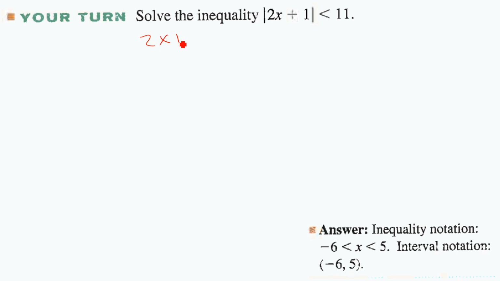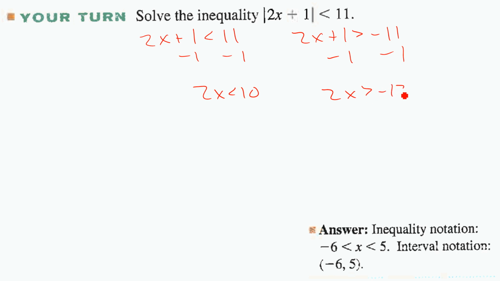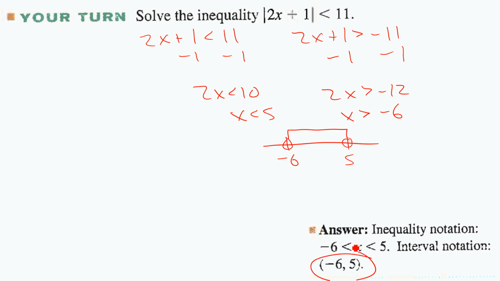So 2x + 1 is less than 11, and 2x + 1 is greater than -11. Subtract 1, subtract 1. 2x is less than 10. 2x is greater than negative 12. x is less than 5. x is greater than negative 6. So we're going to be in between with open circles, negative 6 and 5. In interval notation, it's (-6, 5).